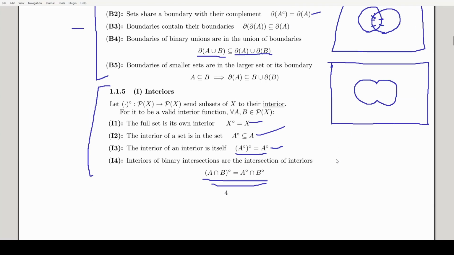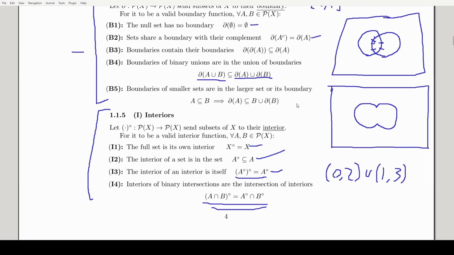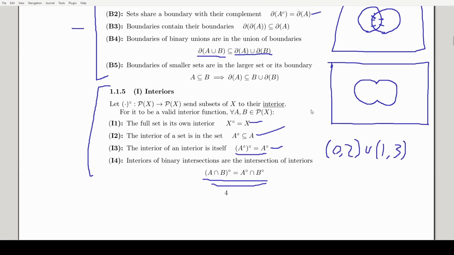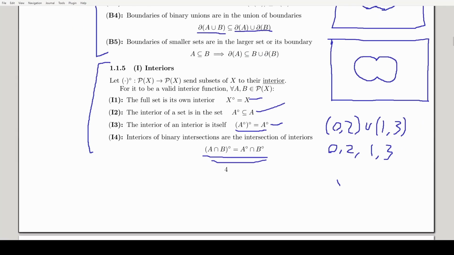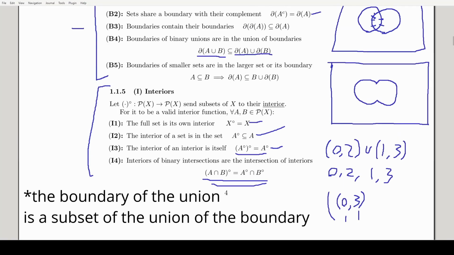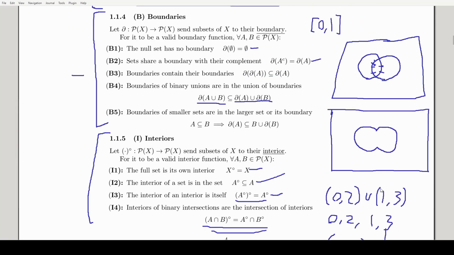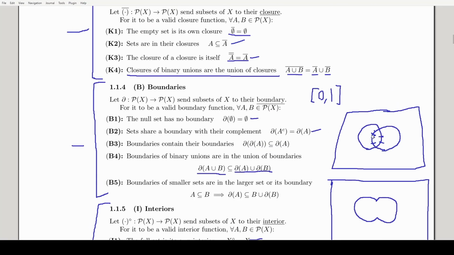Hopefully that makes sense. Another example would be if I have the interval from 0 to 2 and then I union that with the interval from 1 to 3. The union of the boundaries would be 0, 2, 1, and 3. But then if I do the union first, I get the interval from 0 to 3, and then the boundary is just 0 and 3. So it's still the union of the boundaries is a subset of the boundary of the union. That's two examples of that being true. And it's true in any topology, of course. It's one of the defining properties.